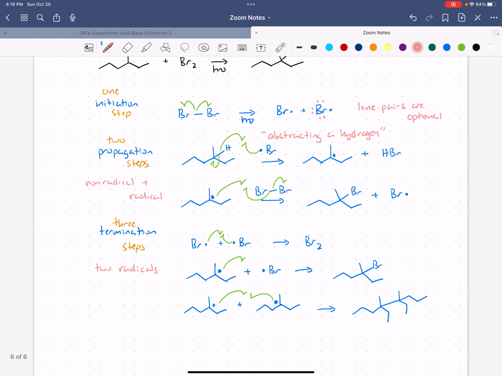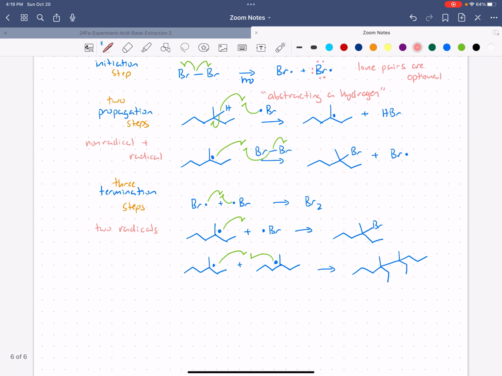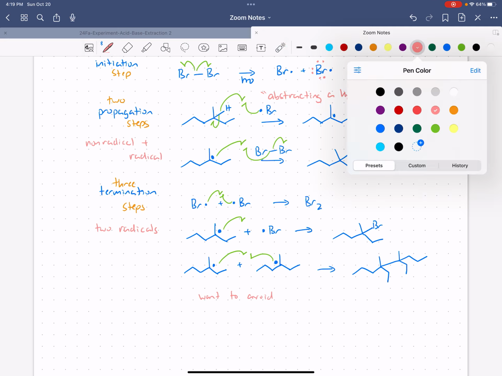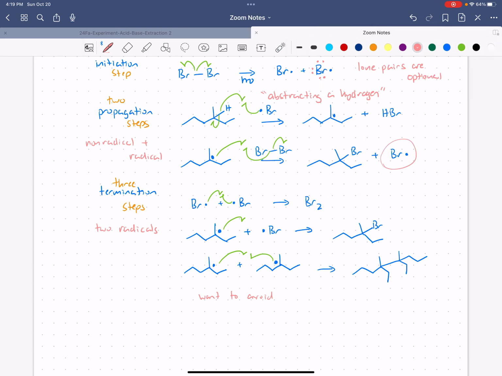Okay, now the kind of a tricky part. We want to avoid termination because literally it terminates. If we run out of radicals because of any of these terminations, we cannot do propagation. So while this is okay, it's not great because it's dead. The reaction stops. I would rather make the product this way so we could take our Br radical, this one right here, and recycle it back there.